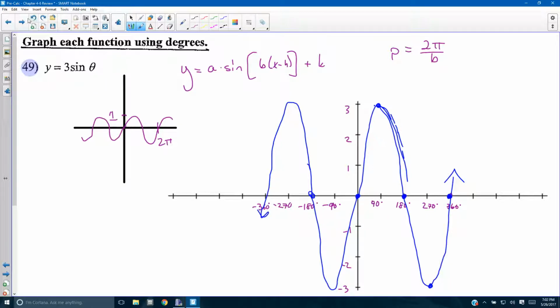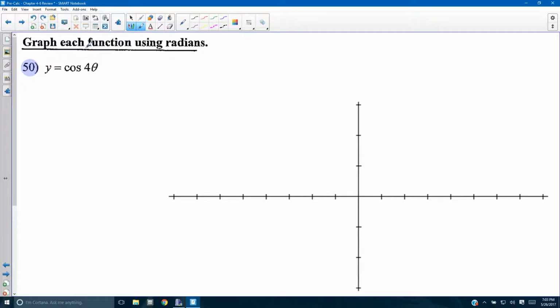There's 49, again, no shifts. Number 50, using radians. We get to use radians. And this time, it looks like there's going to be a period change, but there's no shift in the graph itself.